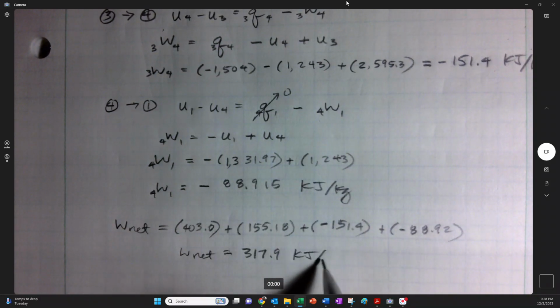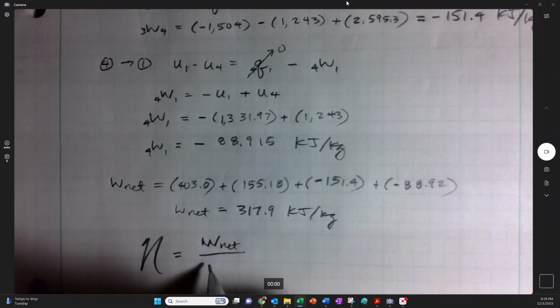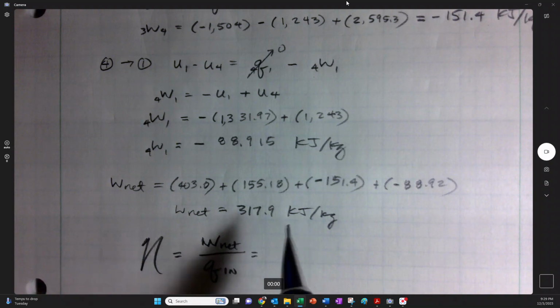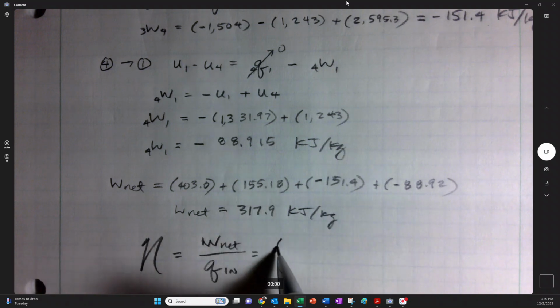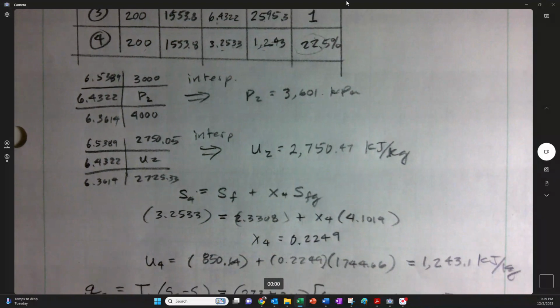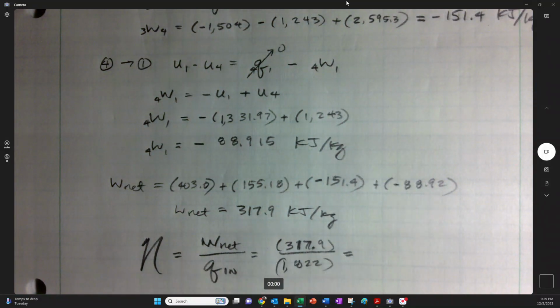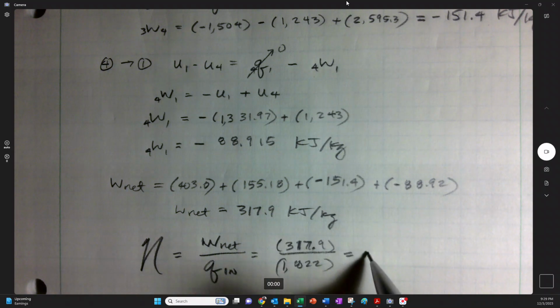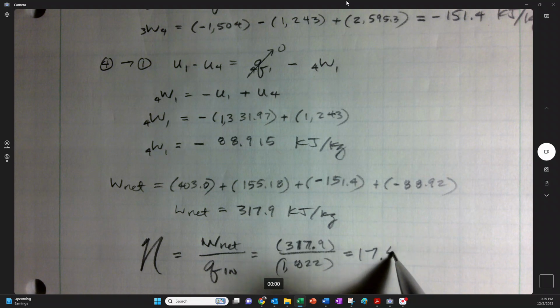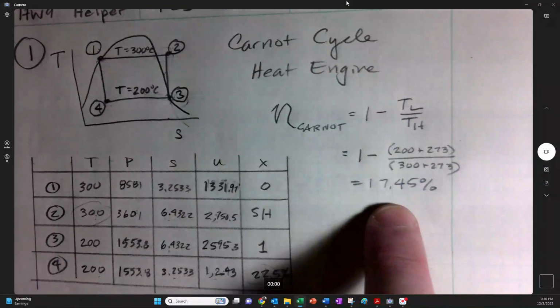317.9 kilojoules per kilogram. But more importantly, we're going to use this for our net work divided by our Q in, which is going to be that 1 to 2. So this is our 317.9, and our Q in is 1,822. And if you do the grand total of this thing, drum roll please, 317.9 over 1,822, boom, you get 17.45%. And that matches our Carnot efficiency.